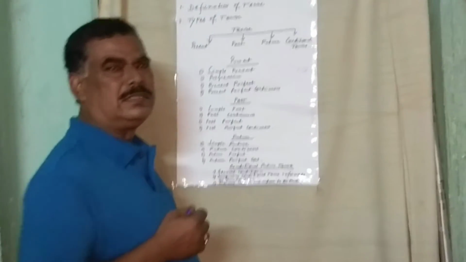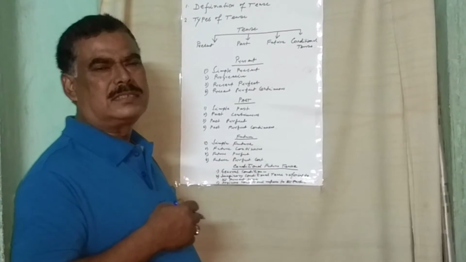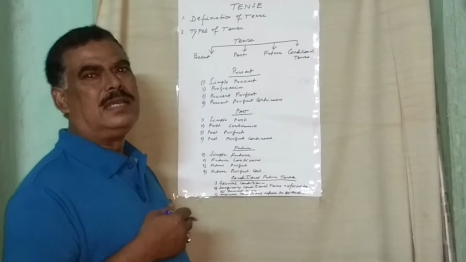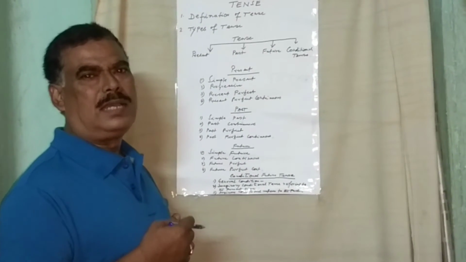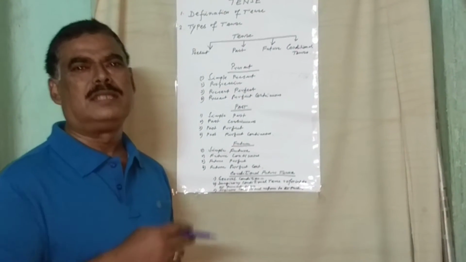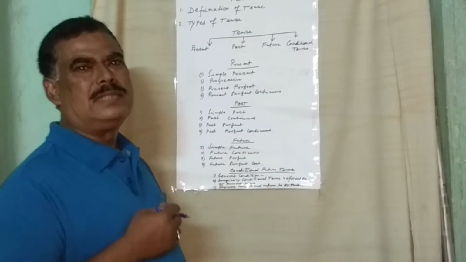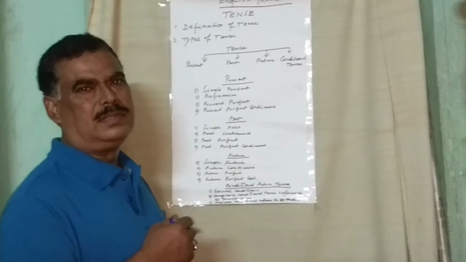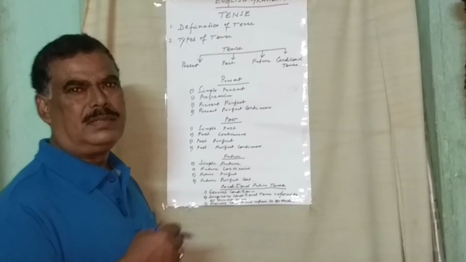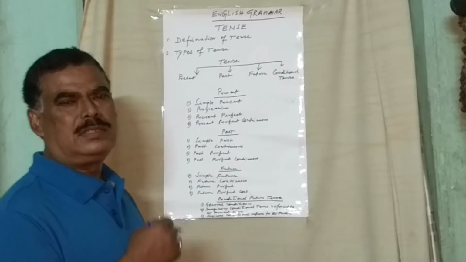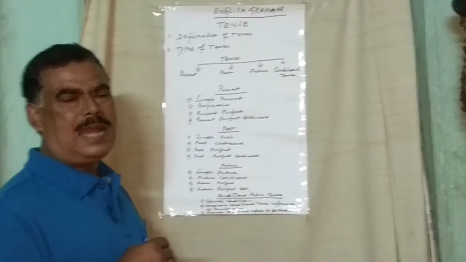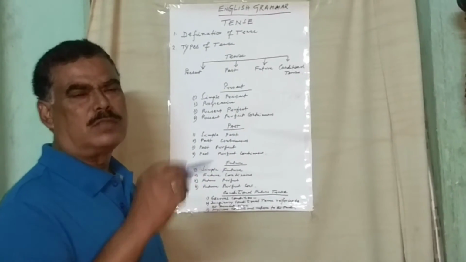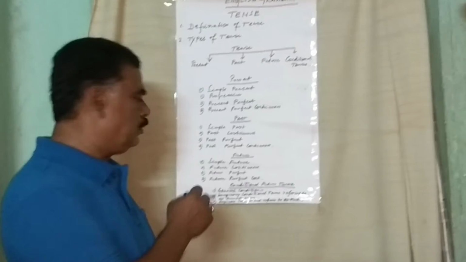Next comes future continuous. What is future continuous? The thing where the action keeps going on in future is called future continuous tense. অর্থাৎ ভবিষ্যতে কাজটা চলতে থাকবে যদি বোঝায় তাহলে এটাকে আমরা future continuous tense বলবো. Example: I shall be reading the book in the evening. So how to form the sentence? For Bengali medium students, please note: subject plus shall be or will be plus verb plus ing plus object. This is the theory of future continuous tense.